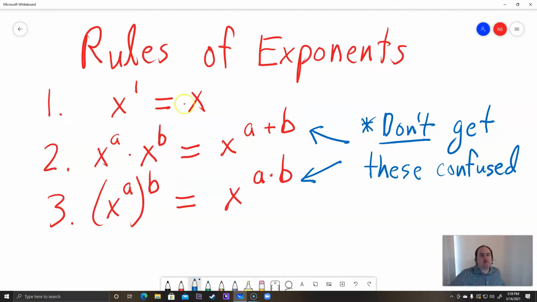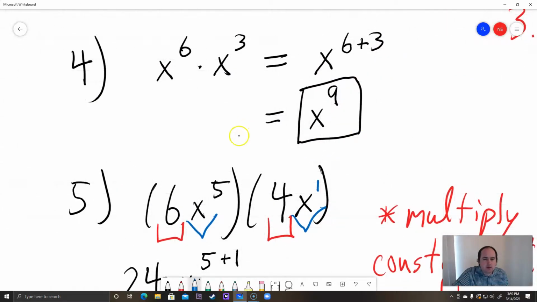So basically, if you have one exponential times another exponential, or a power times a power, and they have the same base, you add the exponents. Whereas if you're raising a power to another power, in other words, you have parentheses around an exponential, and you're raising the parentheses to another power, you multiply the exponents. Very important that you keep those straight in your head. Okay, cool.